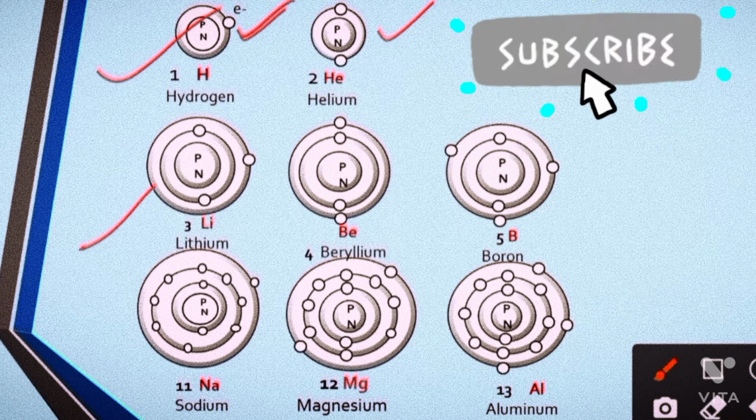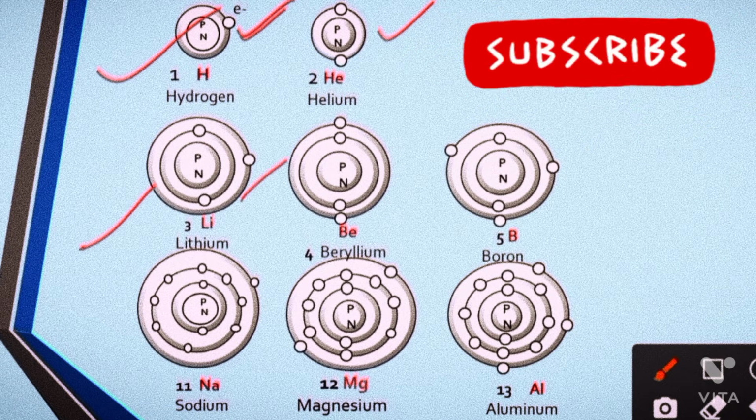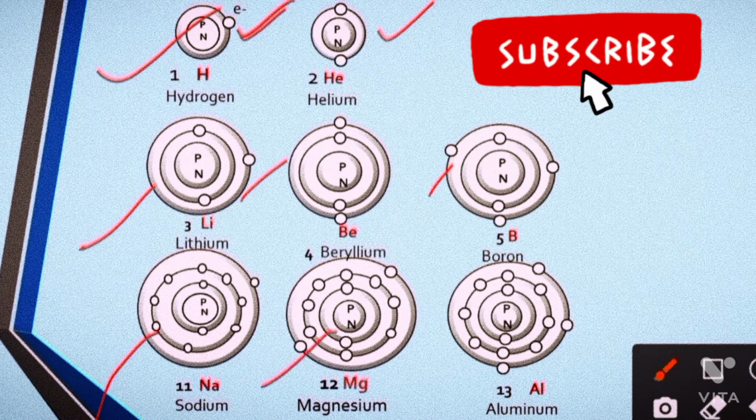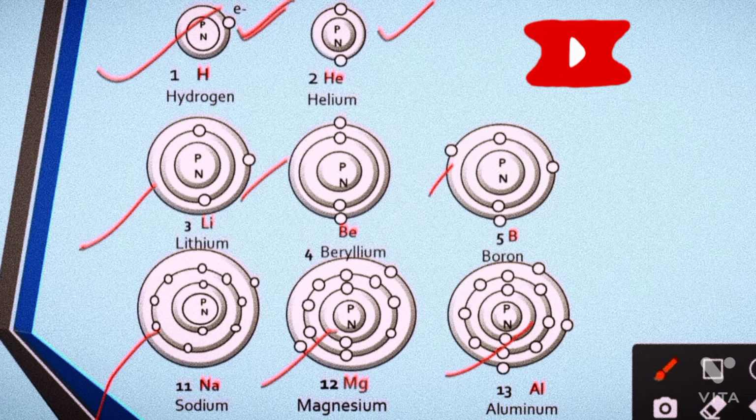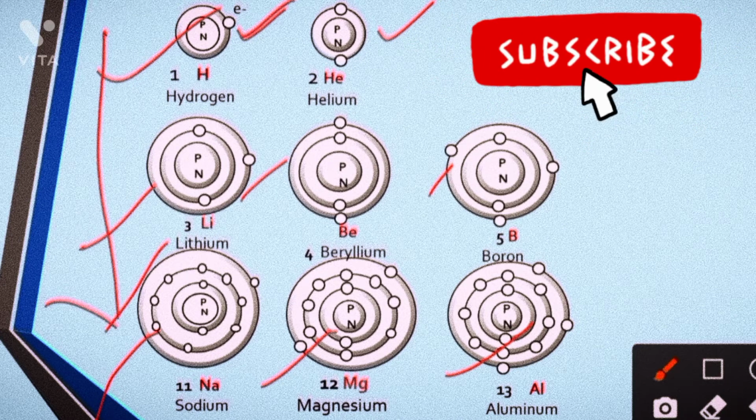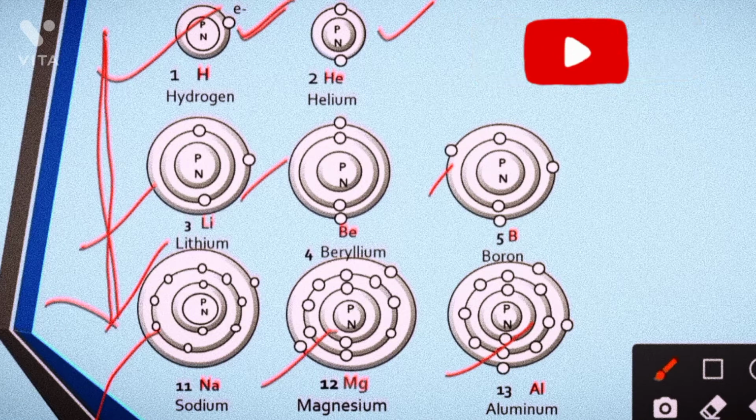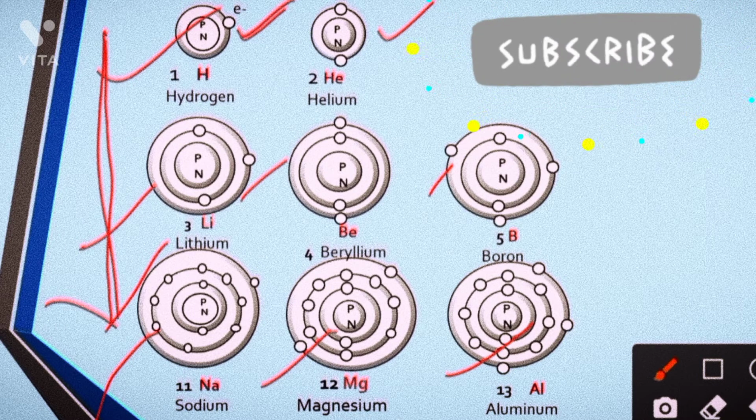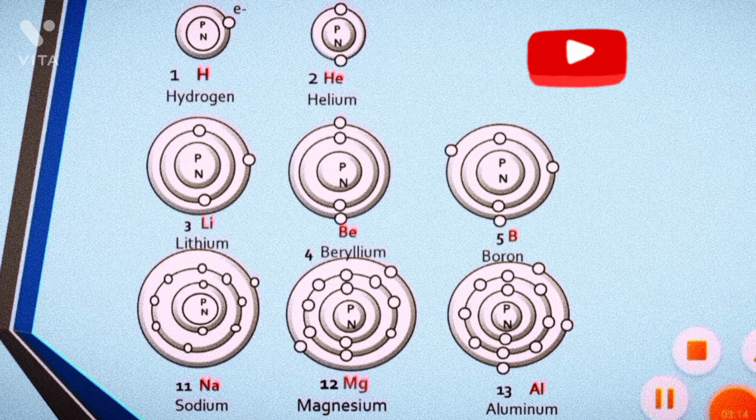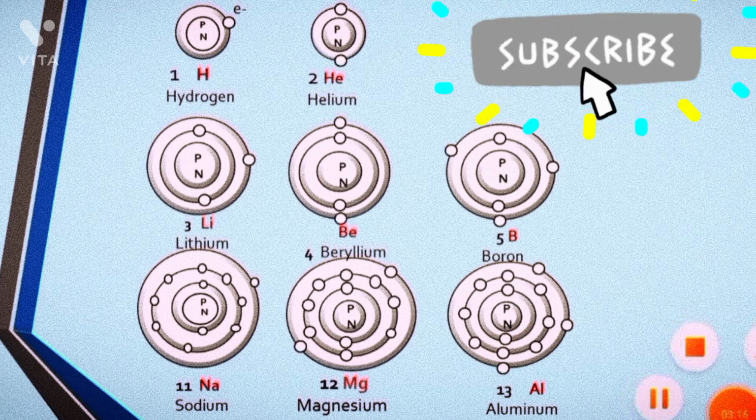Now lithium has 2 shells. Beryllium, boron, they all have 2 shells. Sodium, magnesium, aluminium, they have 3 shells. So this is the increasing order of their atomic number. And if we come down the group, we will see hydrogen, lithium, sodium, like that. Now let's discuss the concept of electropositivity and electronegativity.